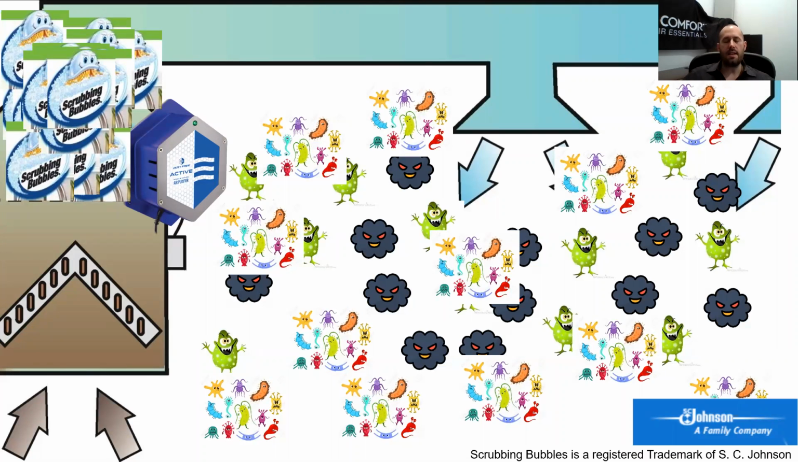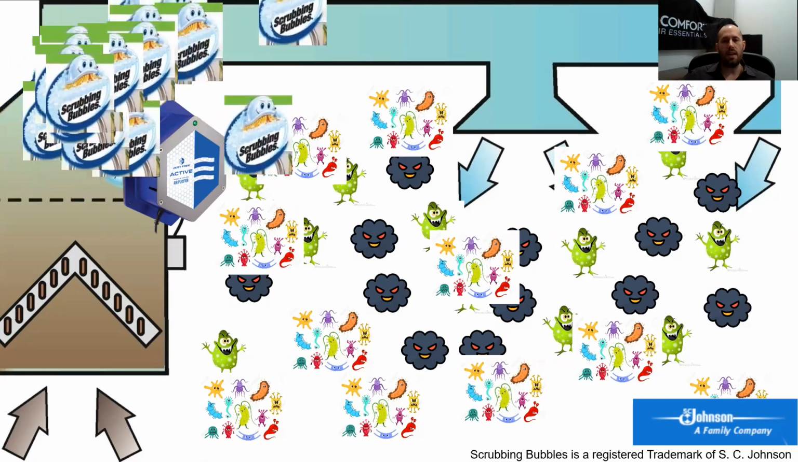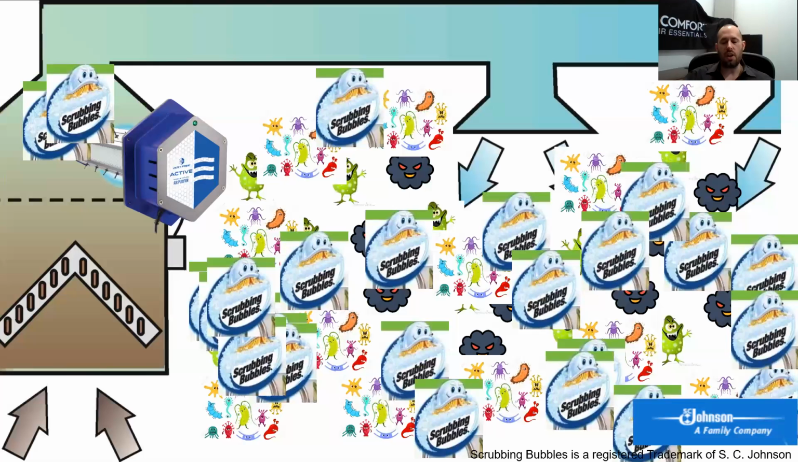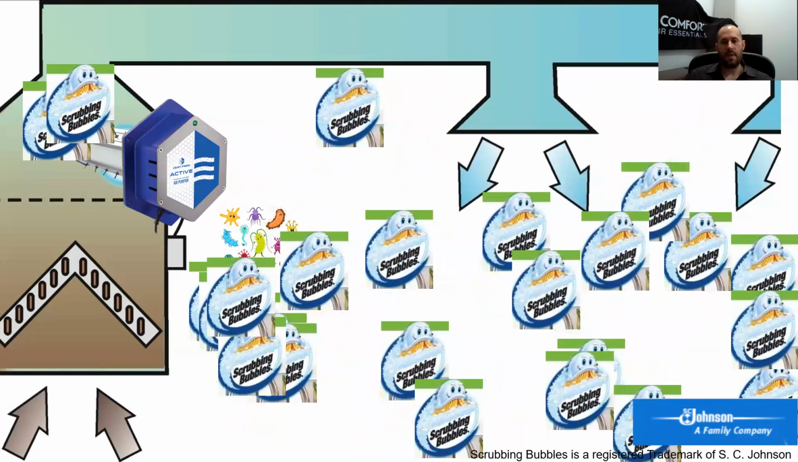Now, this drawing is to illustrate the difference between passive technology and active technology. We have germs, viruses, bacteria, odors in the space. The active unit comes on, it creates photoionic oxidation. I like to call them scrubbing bubbles because it's easier for me. They go into the space, they search, seek, and destroy the bad stuff, getting rid of it.